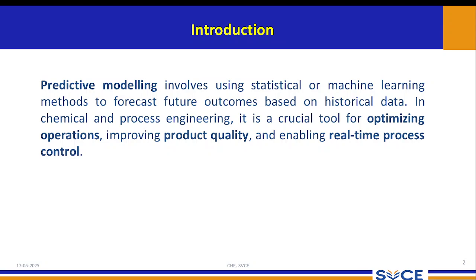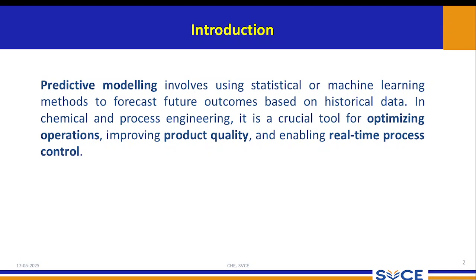So the introduction goes like this. Predictive modeling involves using statistical or machine learning methods to forecast future outcomes based on historical data. Underline the words: to forecast the future outcomes based on historical data. In chemical and process engineering, it is a crucial tool for optimizing operation, improving product quality and enabling real-time process control.